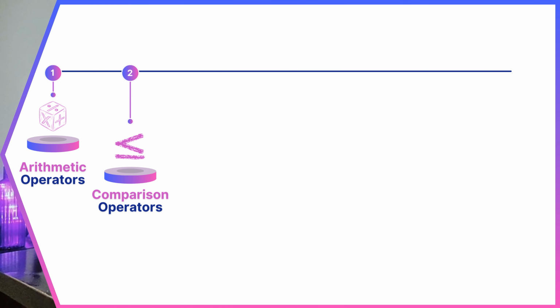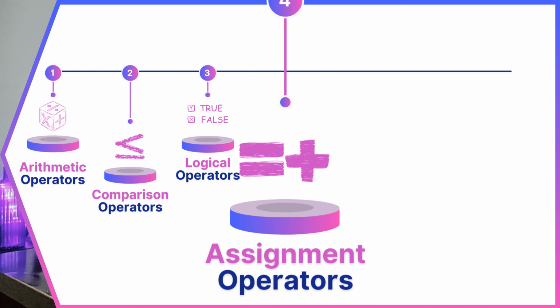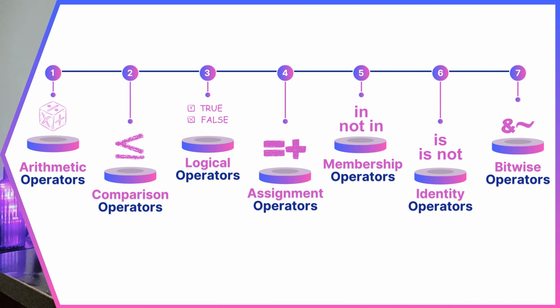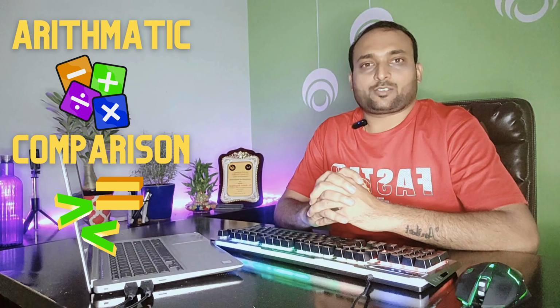So guys, in this video we are going to discuss Python operators. Mainly there are 7 types of operators used in Python. They are arithmetic operators, comparison operators, logical operators, assignment operators, membership operators, identity operators and bitwise operators. This video specifically deals with arithmetic operators and comparison operators.